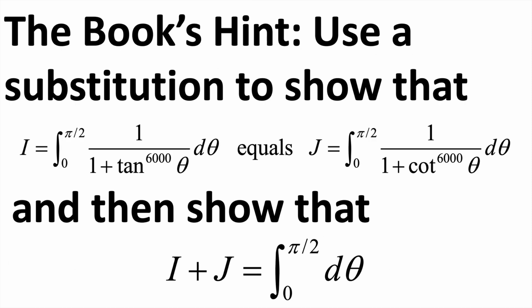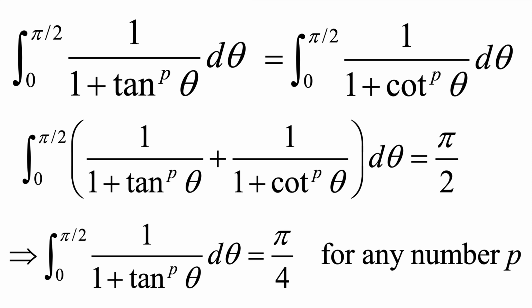We have verified what the book's hint says to do, that I and J are equal, in fact, in an arbitrary power case. And again, we know that I plus J equals the integral of 1 over this interval, which equals pi over 2. Therefore, I itself, including in the arbitrary power case, equals pi over 4. Here are the full symbolic details if you want to pause the video and take the time to check it.